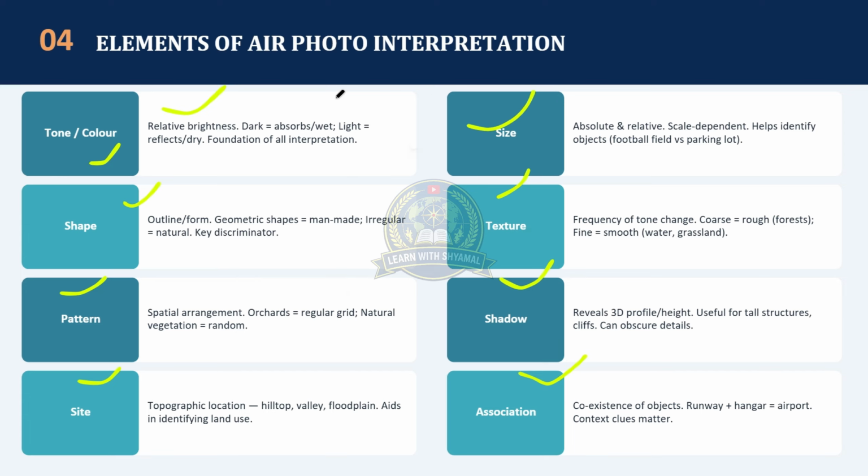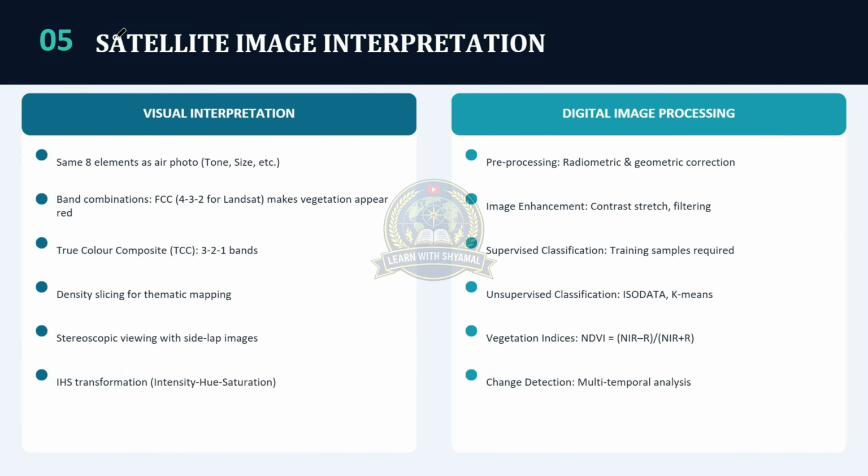Okay, these are some criteria for interpretation of an image. Image means real photography. These are some elements. Then satellite image interpretation: visual interpretation and digital image interpretation. Visual interpretation means the same 8 elements as air photo: tone, size, and etc.